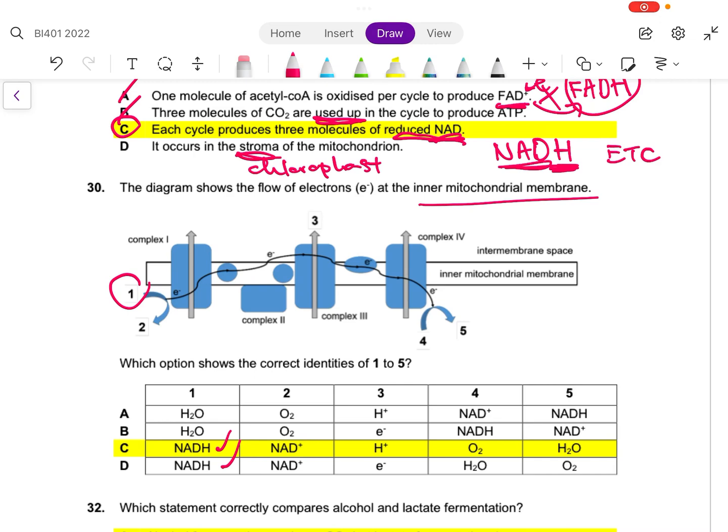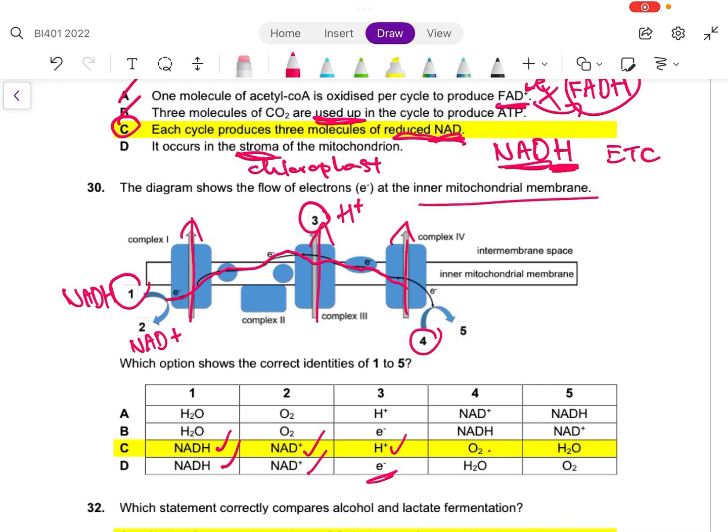When NADH gives up its electrons and hydrogen, it becomes NAD+. You regenerate NAD+, okay, from NADH. What is 3? Well, you see all these gray arrows? These proteins are pumping something from one side to another, and it's pumping H+ ions. Okay, so 2 has to be NAD+, 3 are H+ ions. You do not pump electrons. In fact, you can see that the electrons are just being transferred from protein to protein in the electron transport chain.